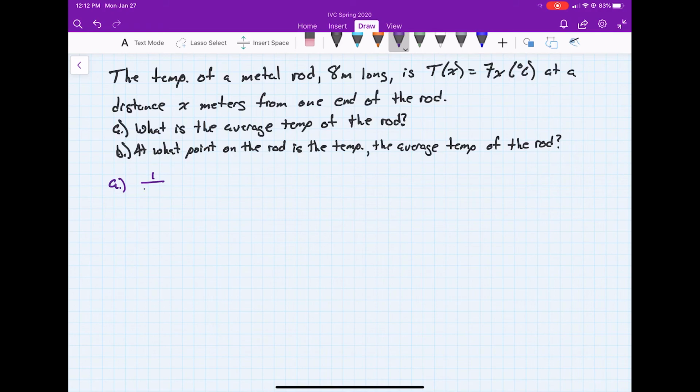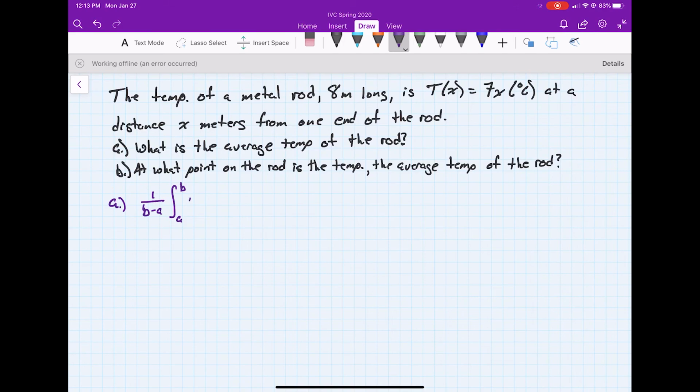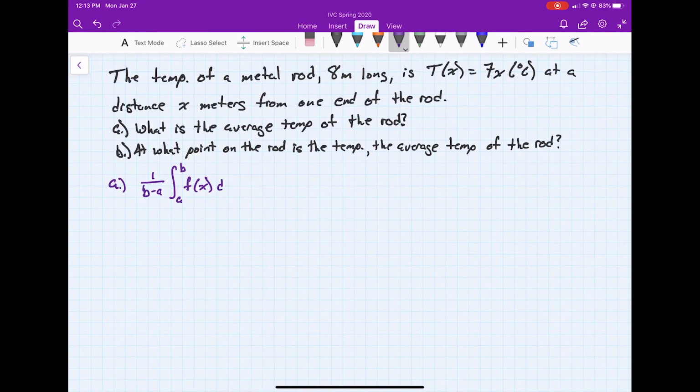Okay, so for A, I'm just going to show you the formula here for average value, which is 1 over b minus a, the integral between a to b, f of x dx. Sorry, why do we keep working offline? Must be losing internet connection every once in a while.